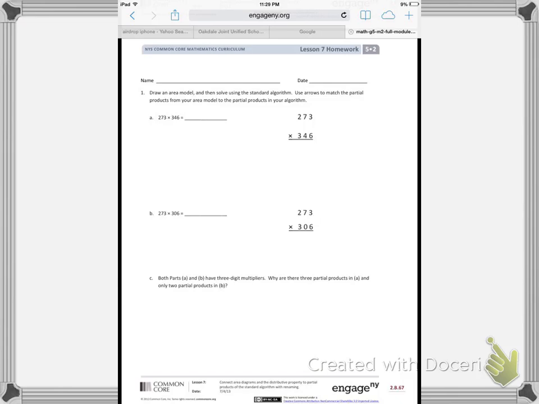So the first thing we have to do is make an area model. So go ahead and make a square. And with our square, we're going to go ahead and break it up into 3 sections. We're going to have a hundreds column, a tens column, and a ones column, and we're going to do that going both directions. So there should be 9 sections in your area model.